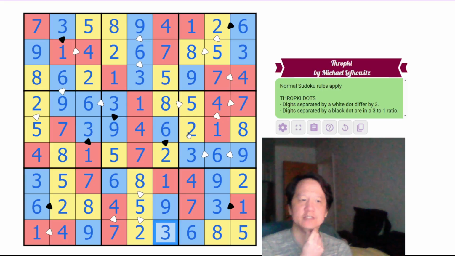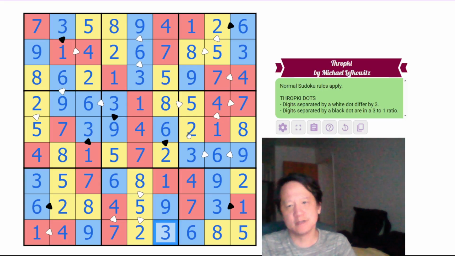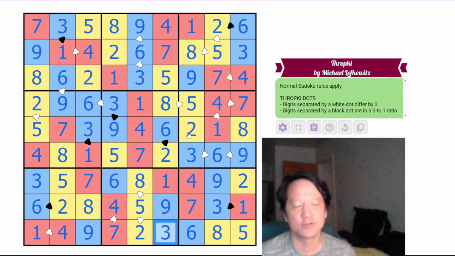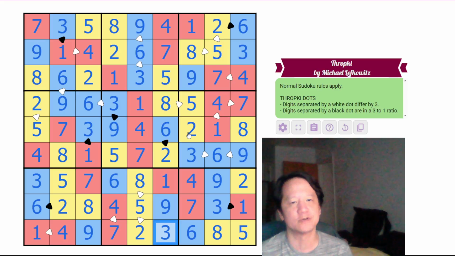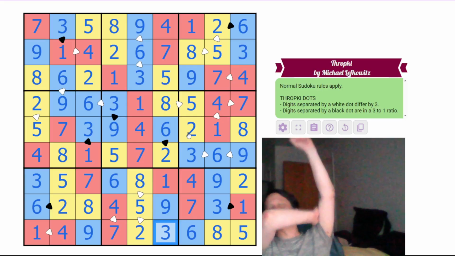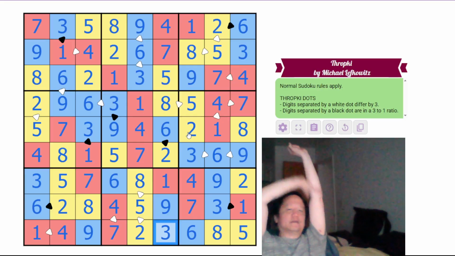I mean, it's just basically you have to sort of understand how these 3-to-1 ratios and these white dot differences, which are 3 apart from each other, work. It's actually kind of interesting how it essentially turned into sort of a modulo line exercise. Pretty interesting how that interacted.